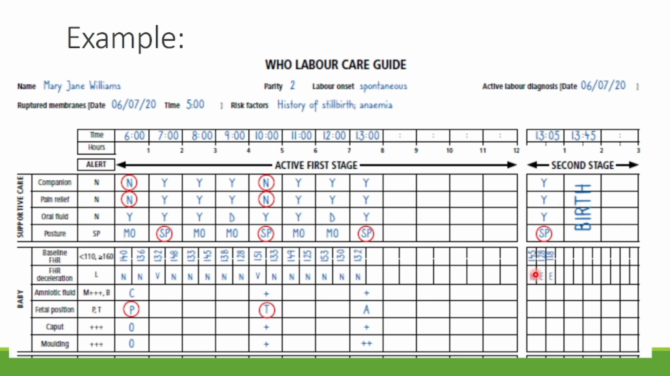In the second stage, the recorded fetal heart rate is 145, 128, 118, which is normal. No deceleration here, only early deceleration, okay. This is not an alert; the alert is only the late deceleration. And here the patient gives birth to a normal baby.